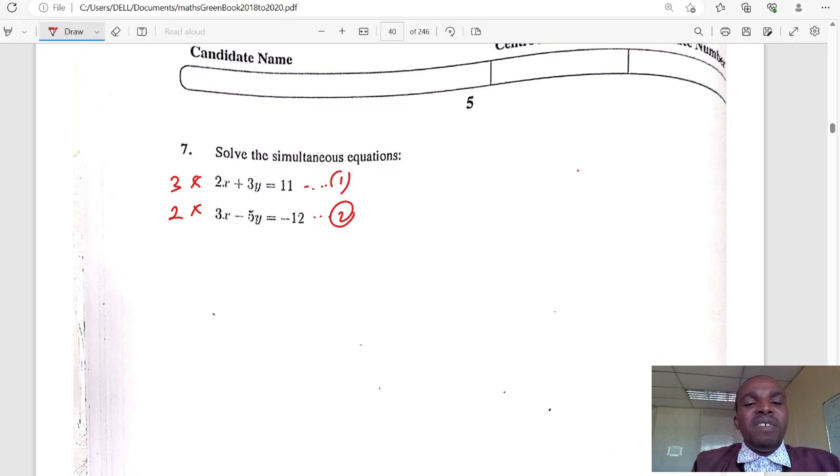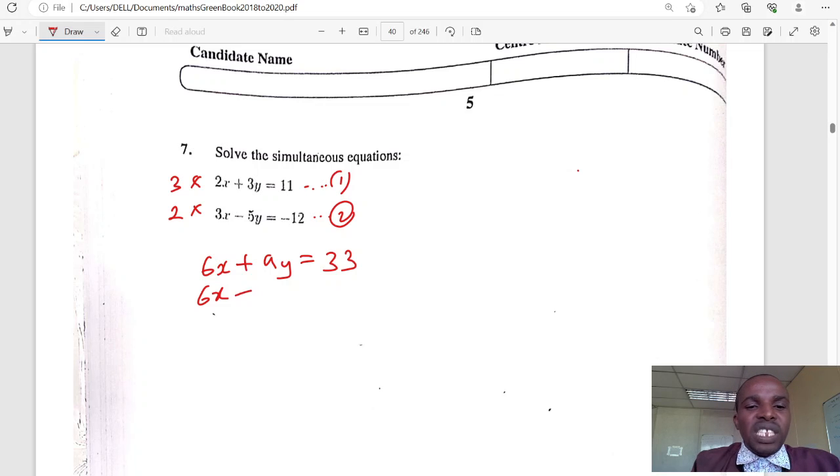Right, let's multiply the first equation by 3. 3 times 2x is 6x, plus 3 times 3y is 9y, and 3 times 11 is 33. Then 2 times 3x in the second equation is 6x. So 6x, that's what we want to achieve, because the coefficients of x must be the same for you to apply the elimination method.